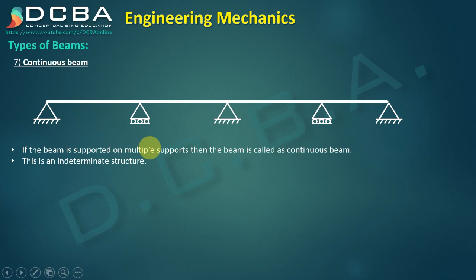Next we have continuous beam. Continuous beam is a beam which is spanning over multiple supports. For example, even in our home, if we see there are multiple columns in one line, and if a beam is passing over those columns, such a beam would be called as a continuous beam.